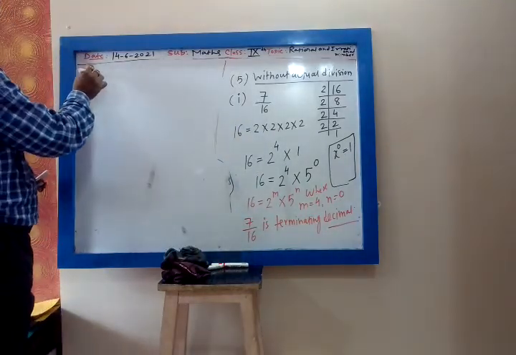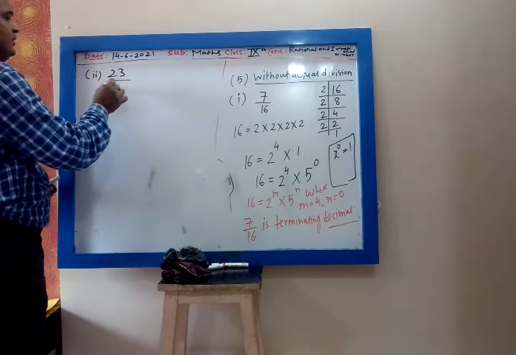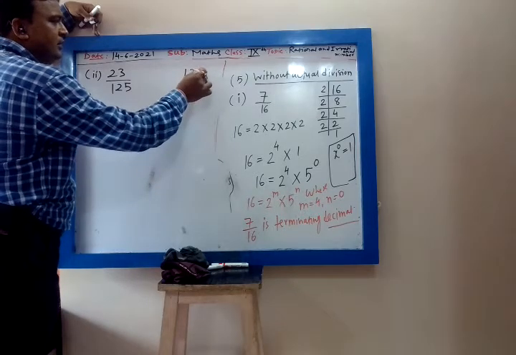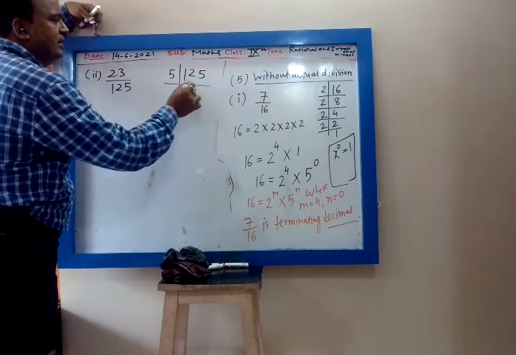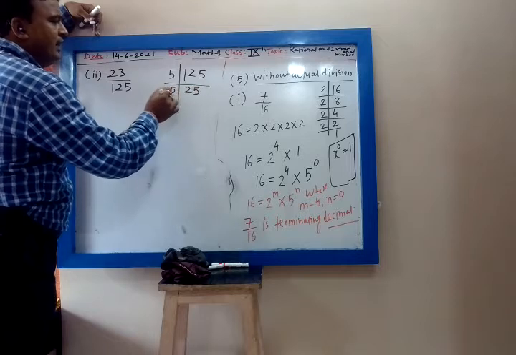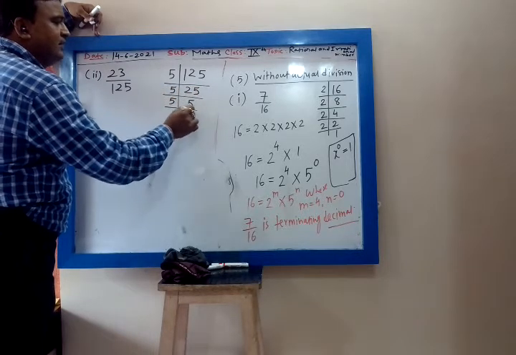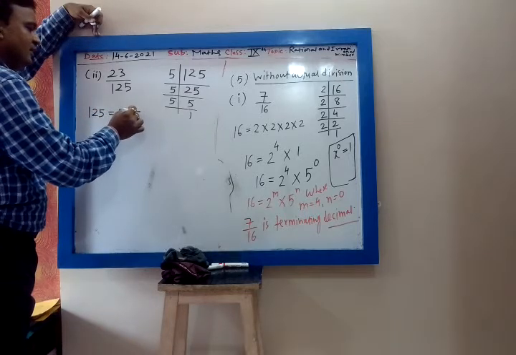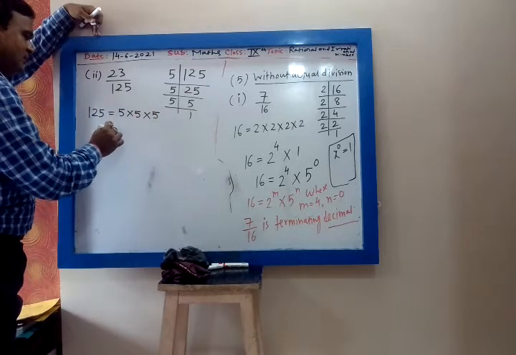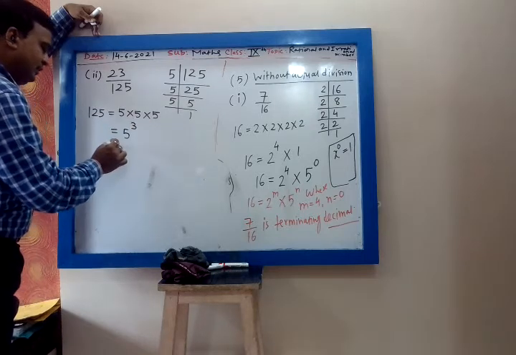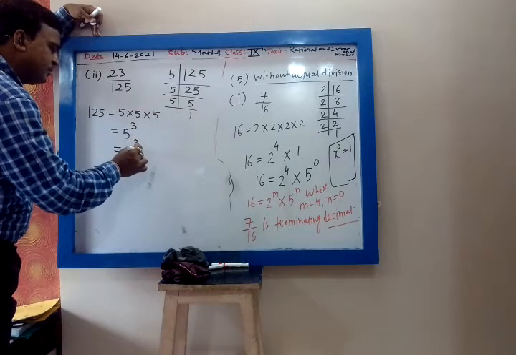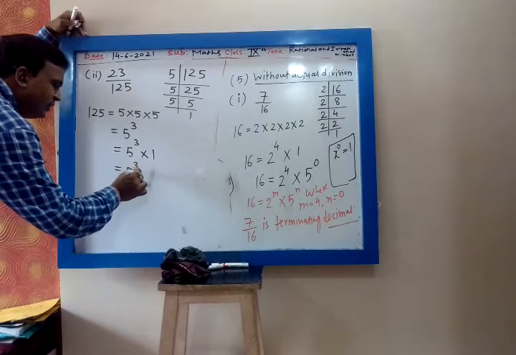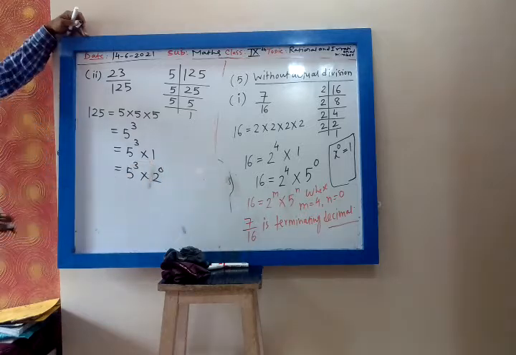Second, 23 upon 125. So what is my denominator? 125. So use prime factorization. You can divide by 5: 5 twos are 10, 5 fives are 25, 5 ones are 5. So this denominator 125, I can write as 5 into 5 into 5. So this I can write as 5 cubed. This 5 cubed I can write as 5 cubed into 1. Then 1 you can write as 2 raised to 0.